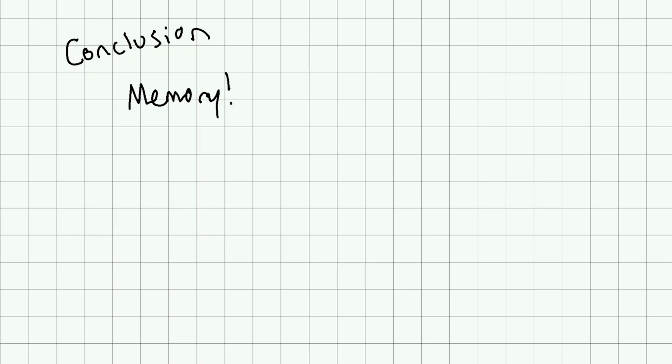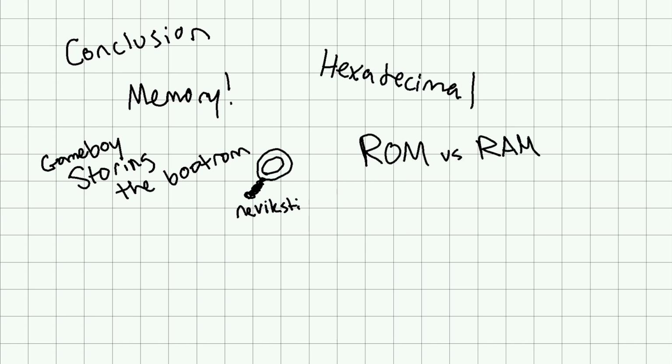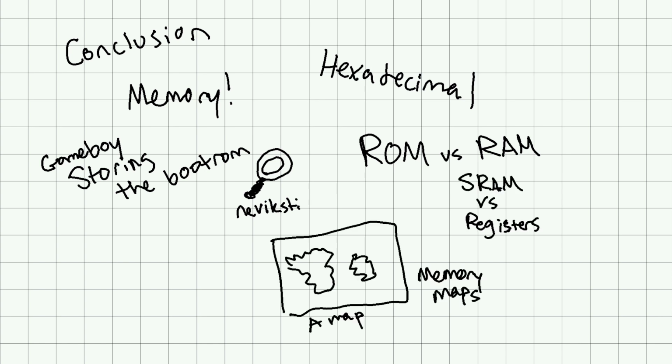Today we talked about memory, how the Game Boy stores the boot ROM, how we discovered what the ROM did, how we can refer to binary streams in hexadecimal. We talked about the difference between ROM and RAM, and the differences between registers and main SRAM. We went over memory mapping and the Rust code that implements all these things.